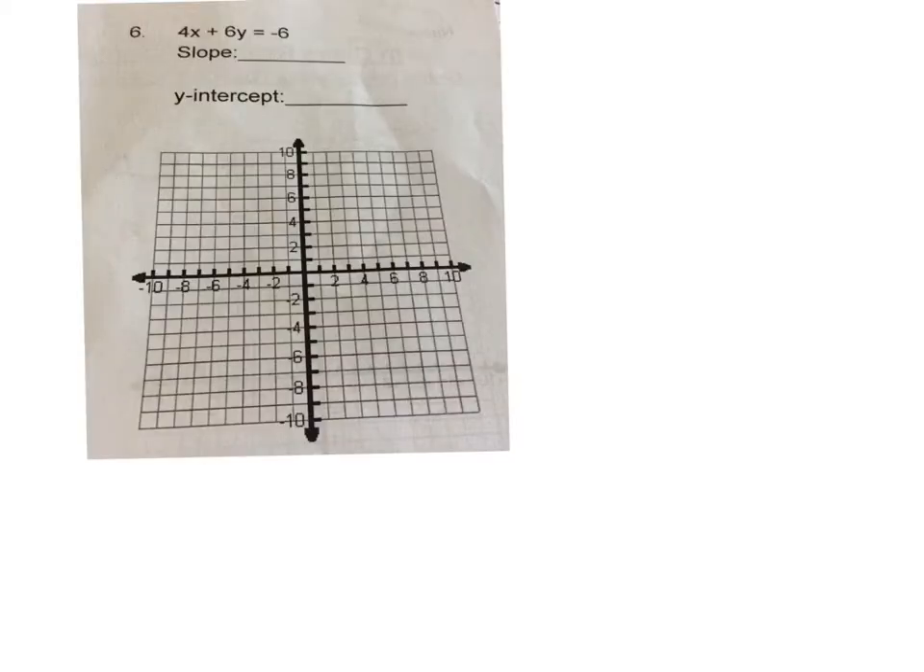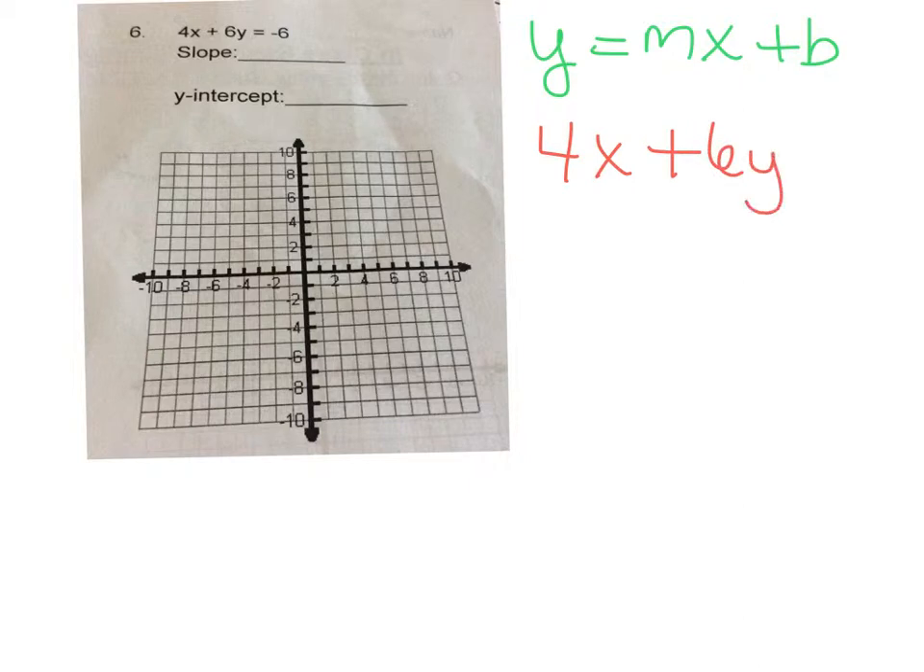All right, so number 6, 4x plus 6y equals negative 6. Well, if I write my formula, y equals mx plus b, and I write my equation, 4x plus 6y equals negative 6, my formula and my equation look nothing alike. So this is where I've got to do some rearranging, which we've done before, but it's been a while. So I'm going to circle the y, and I'm going to tell myself I want to get the y by itself. Most likely you're going to want to touch the 6 first, which you're not. First thing we're going to do is, this is a positive 4x, so we're going to subtract 4x from both sides.